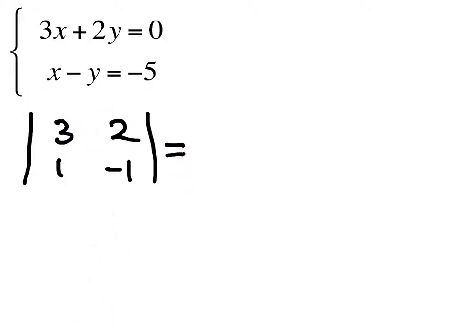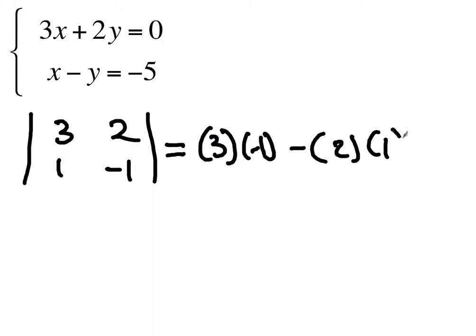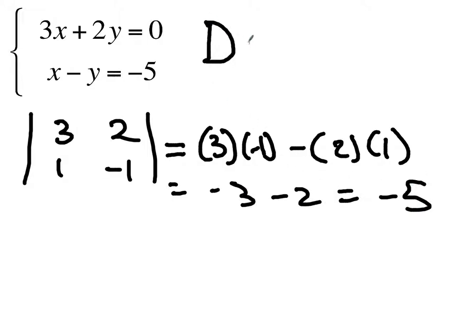So if I want to find the determinant of that, I do 3 times negative 1 minus 2 times 1, which is equal to negative 3 minus 2, or negative 5. So the determinant, or what we'll call D in this case, for the coefficient matrix is negative 5. That's the first step in using Cramer's rule.